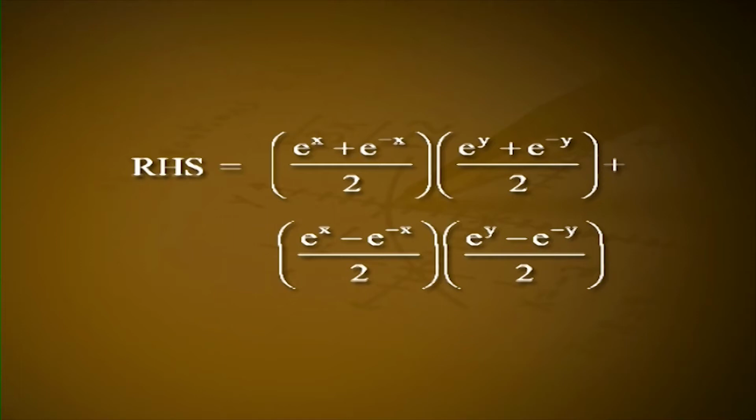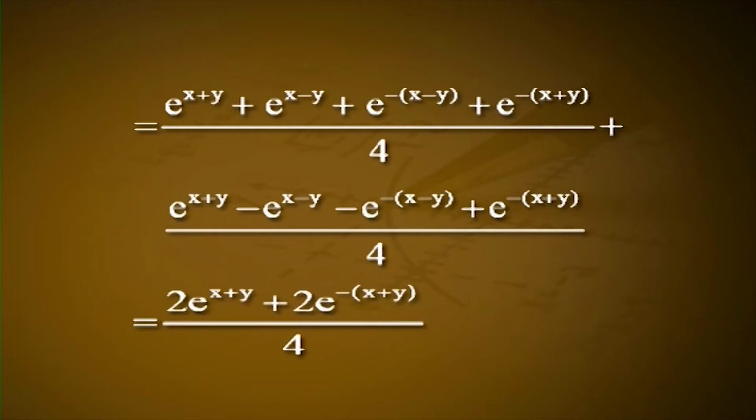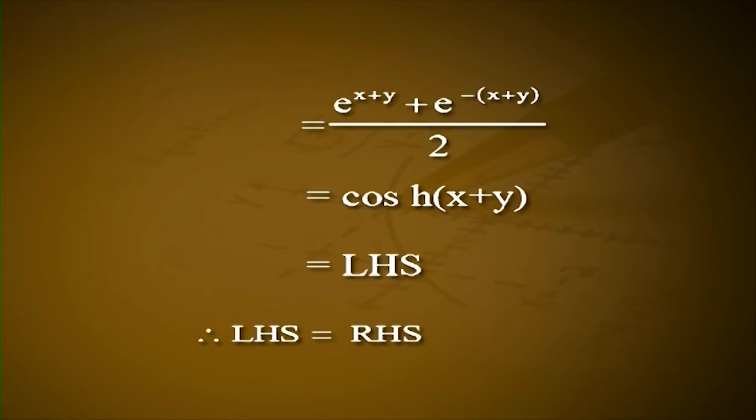Example 2: cosh(x + y) = cosh x cosh y + sinh x sinh y. RHS = (e^x + e^−x)/2 × (e^y + e^−y)/2 + (e^x − e^−x)/2 × (e^y − e^−y)/2 = [e^(x+y) + e^(x−y) + e^(−x−y)... + e^(−x+y)]/4 + [e^(x+y) − e^(x−y) − e^(−x+y) + e^(−x−y)]/4 = [2e^(x+y) + 2e^(−(x+y))]/4 = (e^(x+y) + e^(−(x+y)))/2 = cosh(x + y) = LHS. Therefore, LHS = RHS.